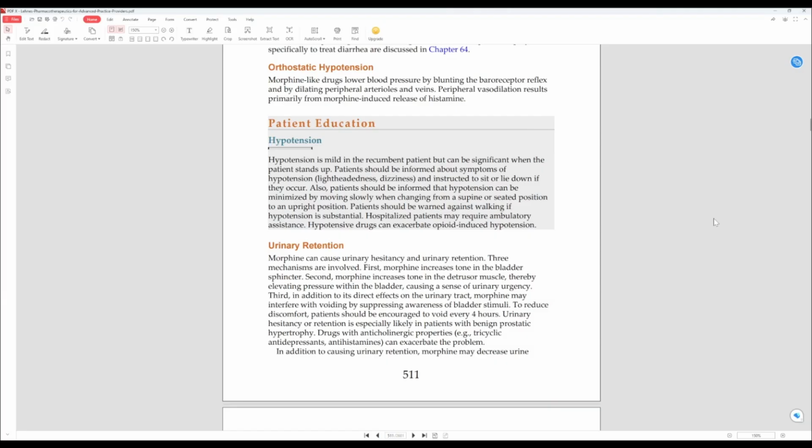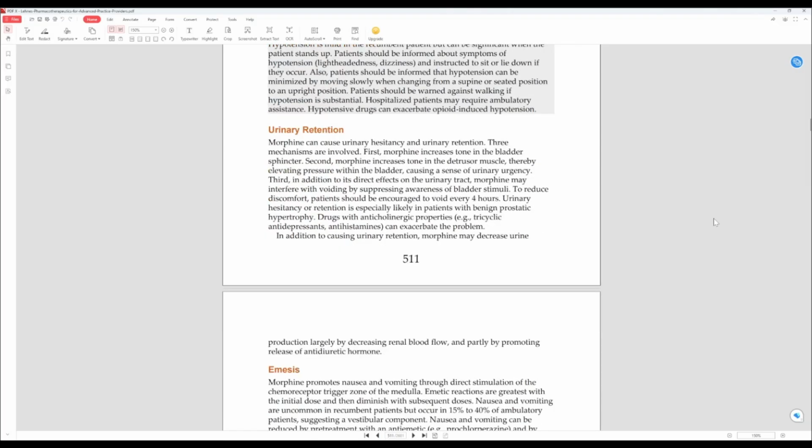Also, patients should be informed that hypotension can be minimized by moving slowly when changing from a supine or seated position to an upright position. Patients should be warned against walking if hypotension is substantial. Hospitalized patients may require ambulatory assistance. Hypotensive drugs can exacerbate opioid-induced hypotension. Which brings us to the next side effect, urinary retention.